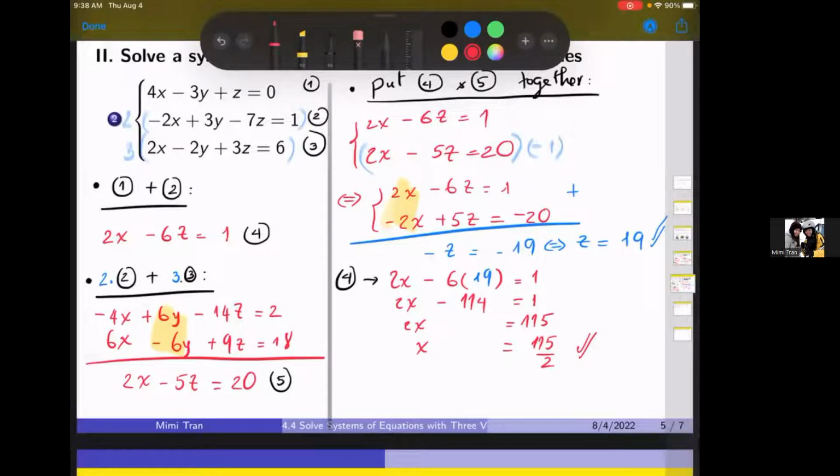1 plus 2 is 2x minus 6z equals 1. What did you get, Curtis? You picked x. Did you pick x to eliminate? I eliminated x in the beginning. I got the same thing as you. Okay, 2x minus 6z. And then the second time you pick, I picked 2 and 3.